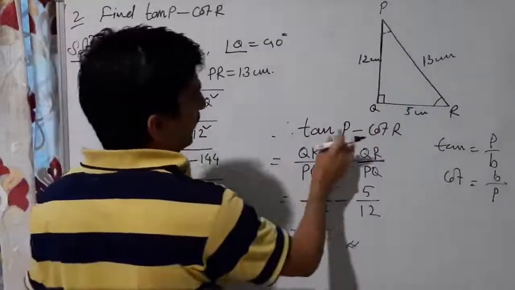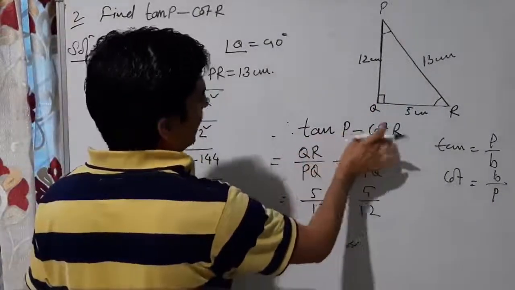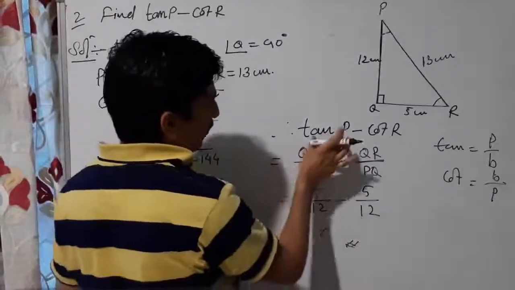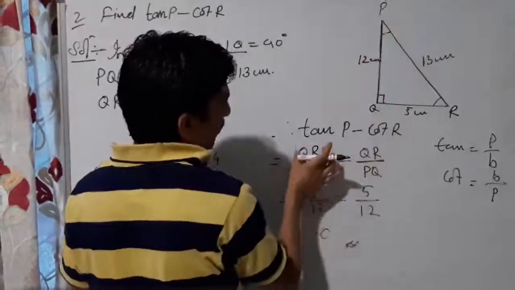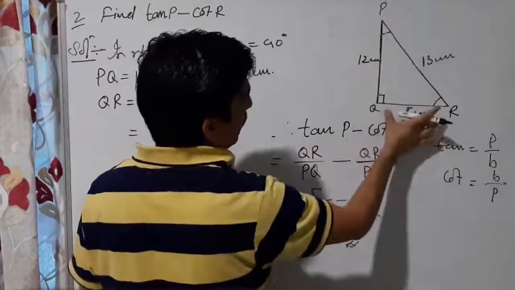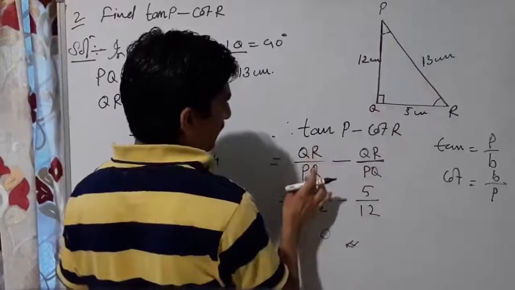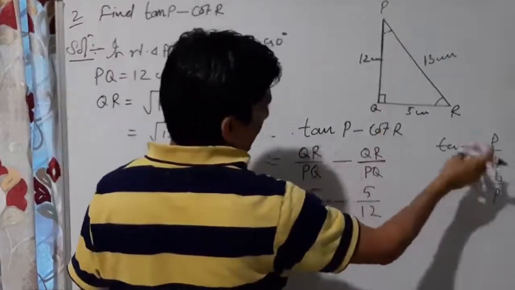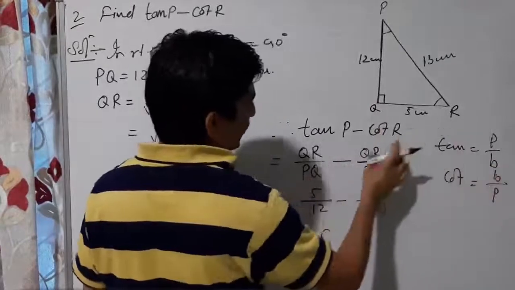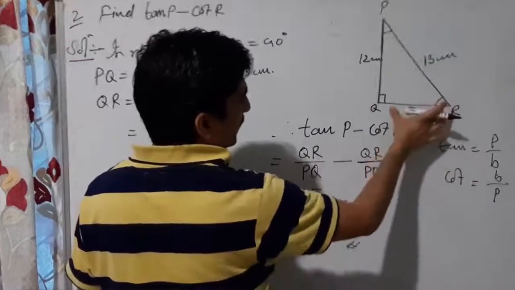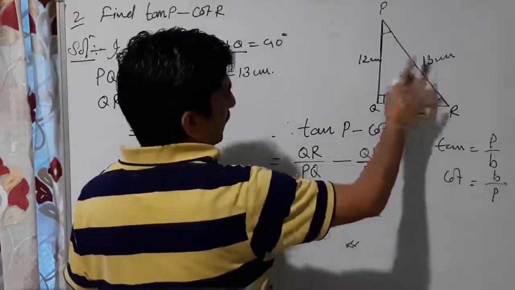Now we need tan P minus cot R, which is asked in the question. Tan P, for angle P. Tan means perpendicular by base. So for angle P, perpendicular is QR and base is PQ. So QR by PQ minus cot R. Cot means base by perpendicular. So for angle R, base is QR and perpendicular is PQ.